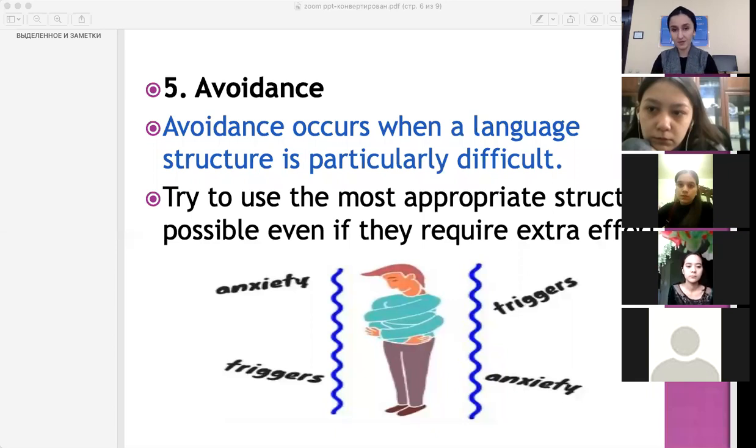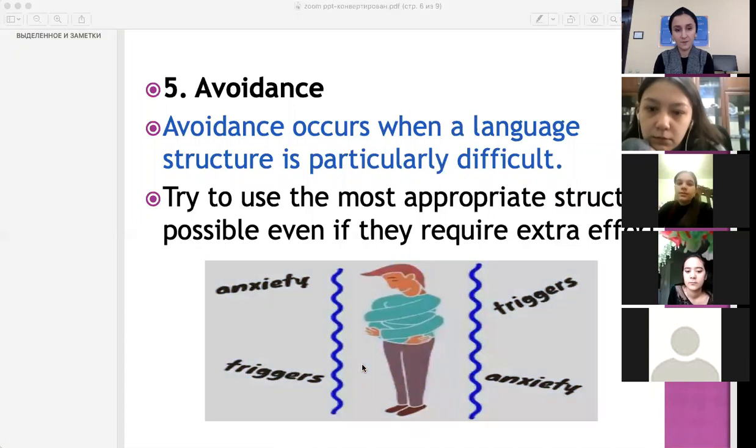Is that clear? So it means that you should accept all the rules. I mean, how can I put it better? You should accept all the rules, whether they are difficult or simple. It doesn't matter. Is that clear? Yes. Okay.